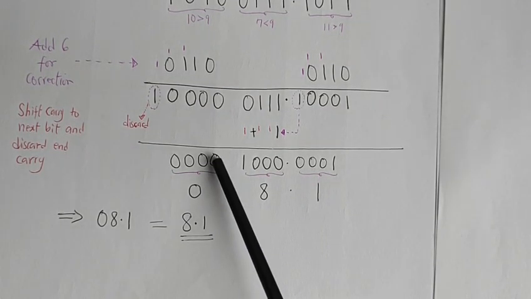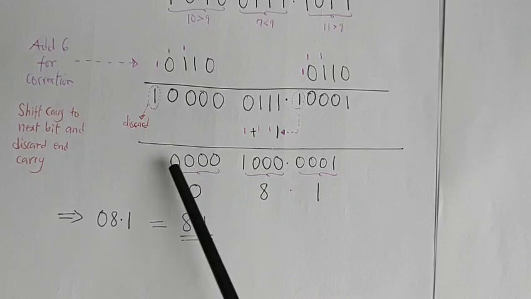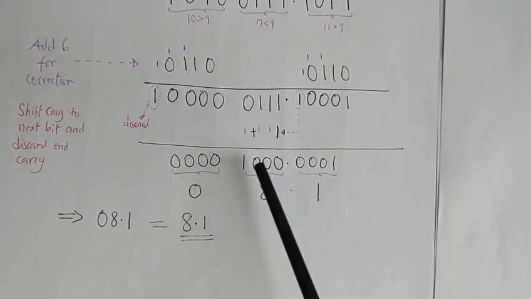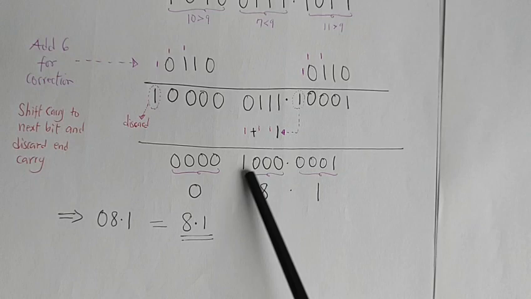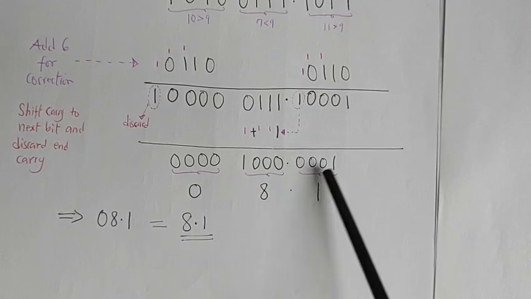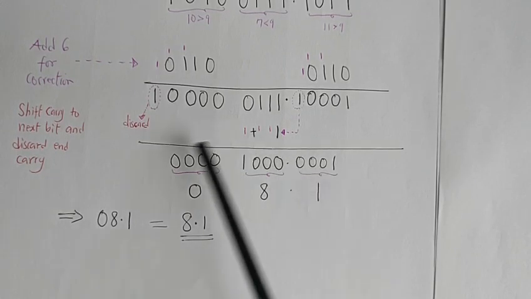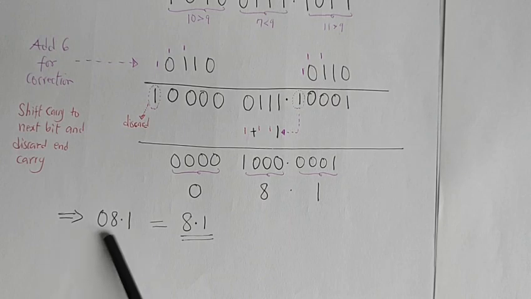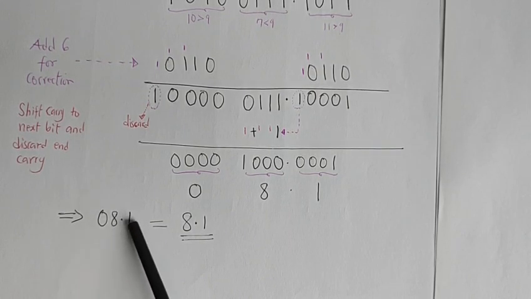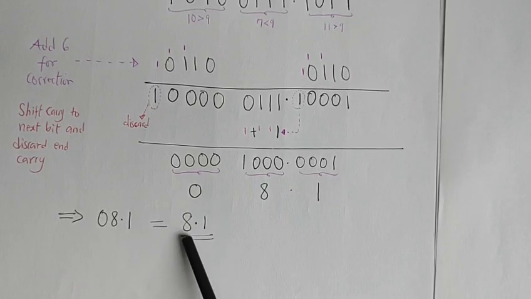Alright, so converting this BCD back to decimal, we're going to have 0 0 0 is 0. 1 0 0 0 is going to be 8. Then 0 0 0 1 is going to be 1. So in this case, we have 0 8 1, 08.1, all right, now which is also the same thing as 8.1.